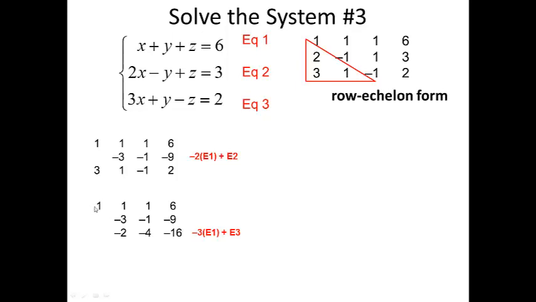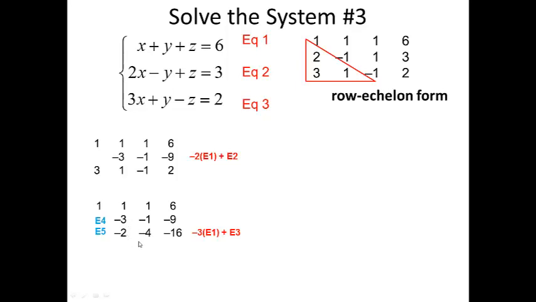Well, the logical thing to do is multiply the top one by negative 3 and add it to this one. So when you do that, you'll get negative 2, negative 4, negative 16. Okay, now you need to get rid of this 2. So you can't use this one anymore. If you use the top one, you're going to create a new number up here. I don't want to do that. I have to use both of these.